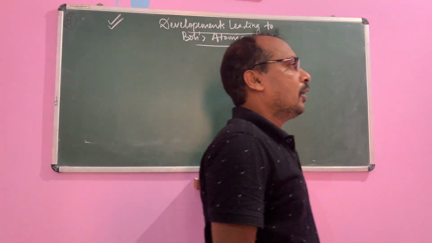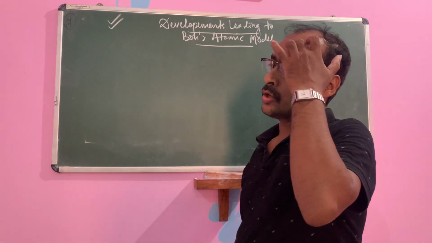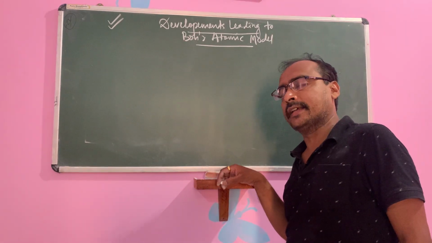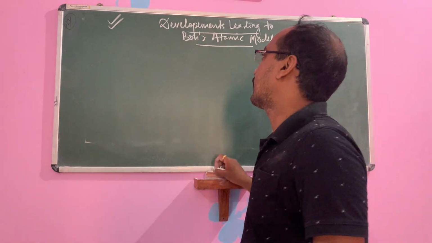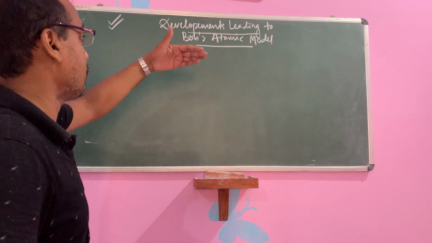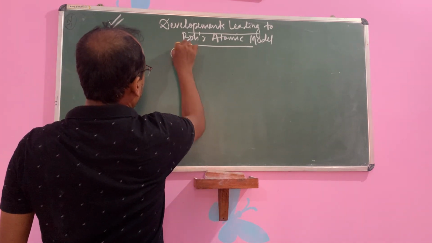Okay. So what are the developments before Bohr's atomic model? There is the dual character of electromagnetic radiation and atomic spectra. There are two developments before Bohr's atomic model. What are they?